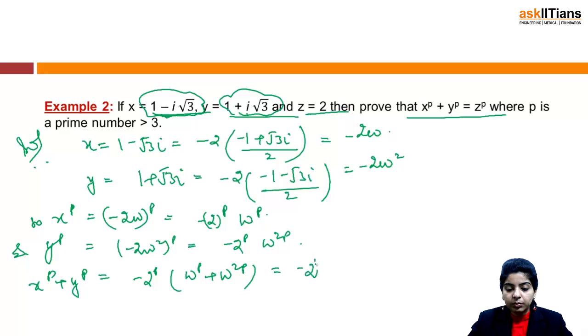So minus 2 to the power p is common. This becomes minus 1, again using those properties, and this gives z to the power p, because z is given to be 2. So again this question was also simple.